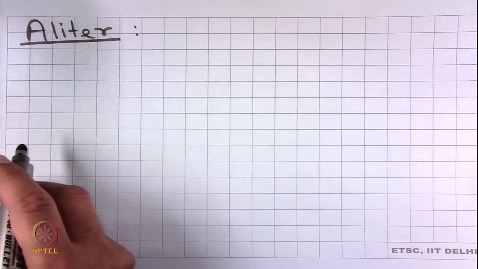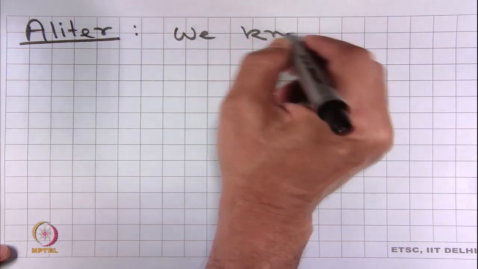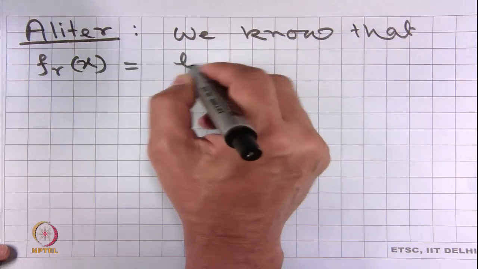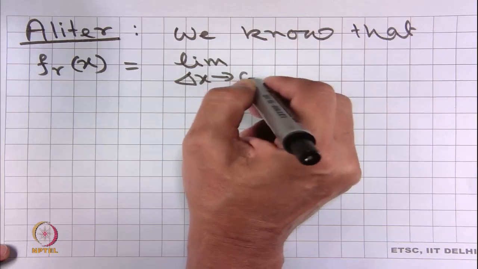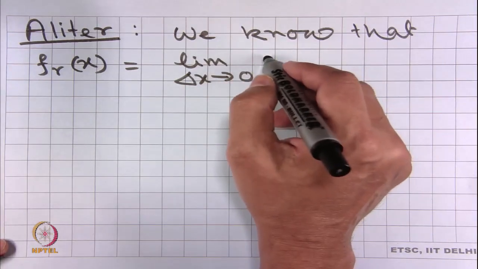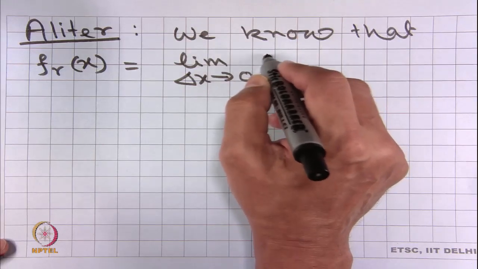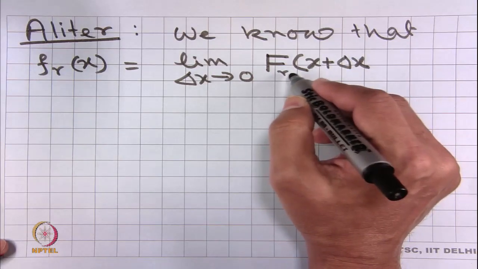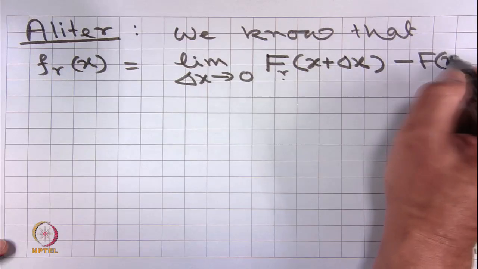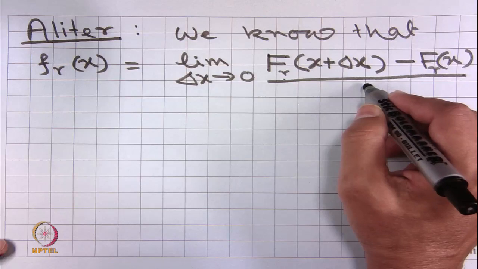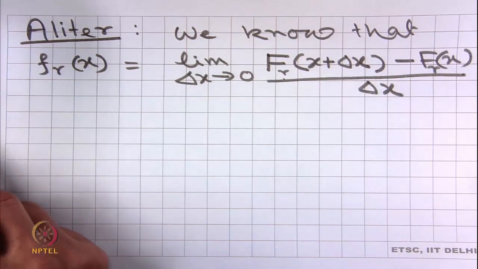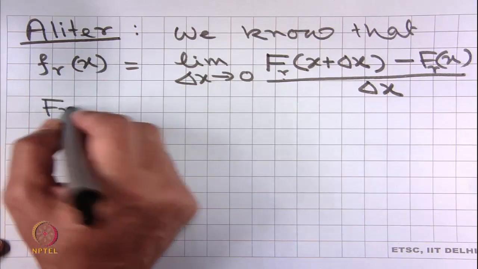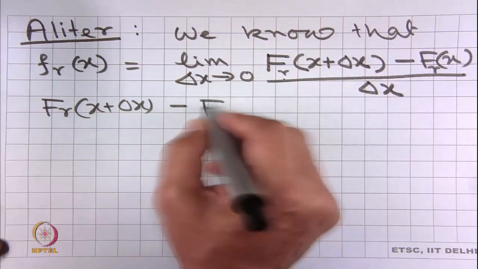We know that f_r(x) is equal to the limit as delta x goes to 0 of [F_r(x plus delta x) minus F_r(x)] divided by delta x. That comes from the definition of differentiation. Now, what is F_r(x plus delta x) minus F_r(x)?